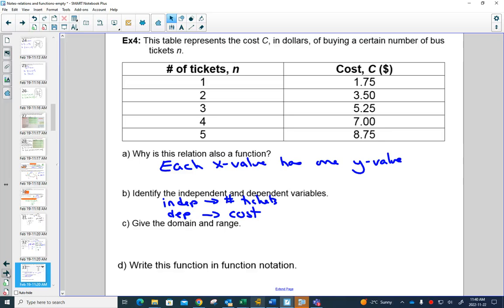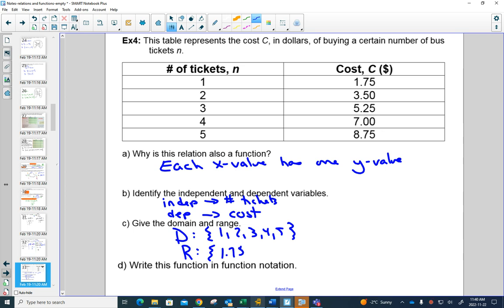Give the domain and range. What are our x values? 1, 2, 3, 4, 5. What are our y values? Oh my goodness, why did I have to include so many decimals?